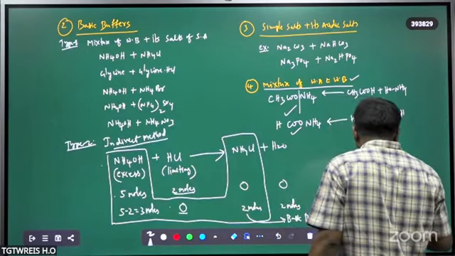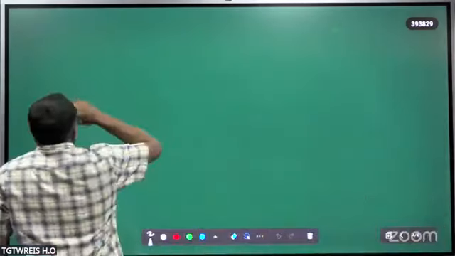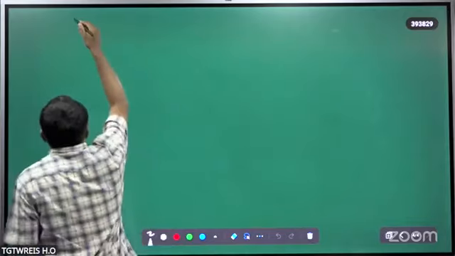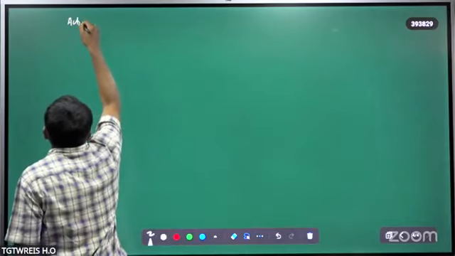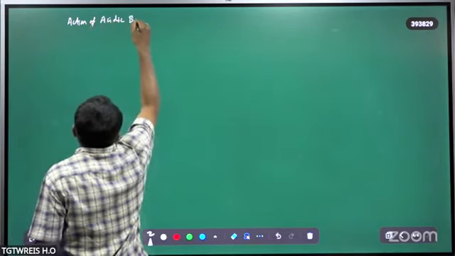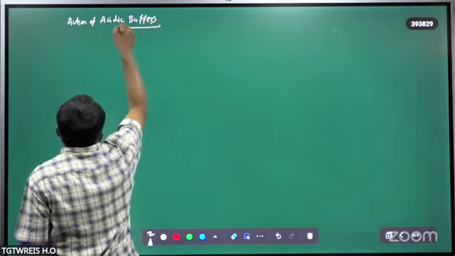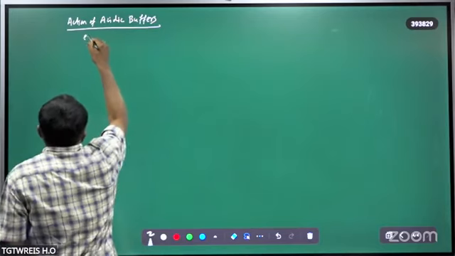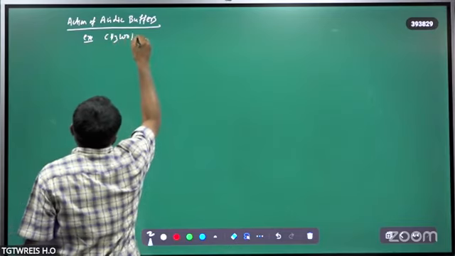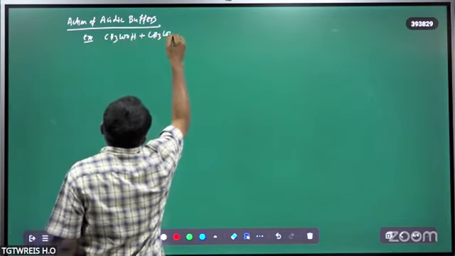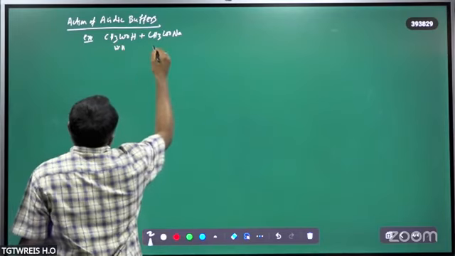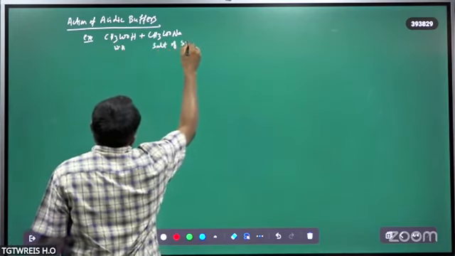So before we go into that, first, how do these buffers resist the change in pH? That means the action of acidic buffers. For example, take one acidic buffer, that is CH3COOH plus CH3COONa. This is the weak acid and its salt of a strong base.